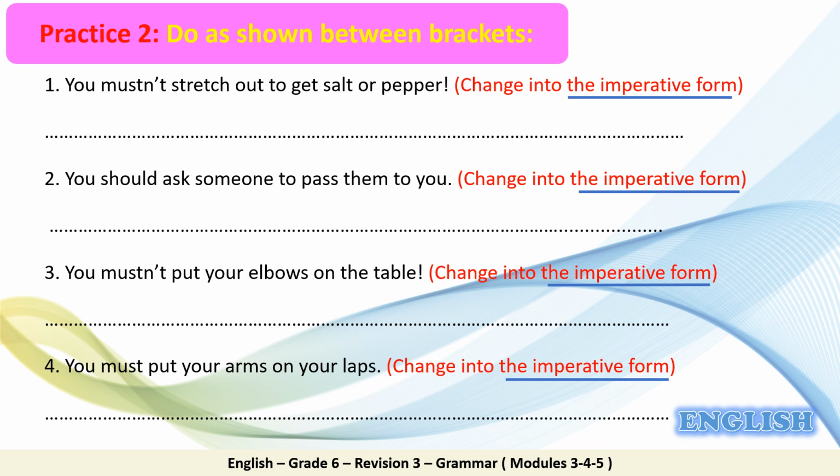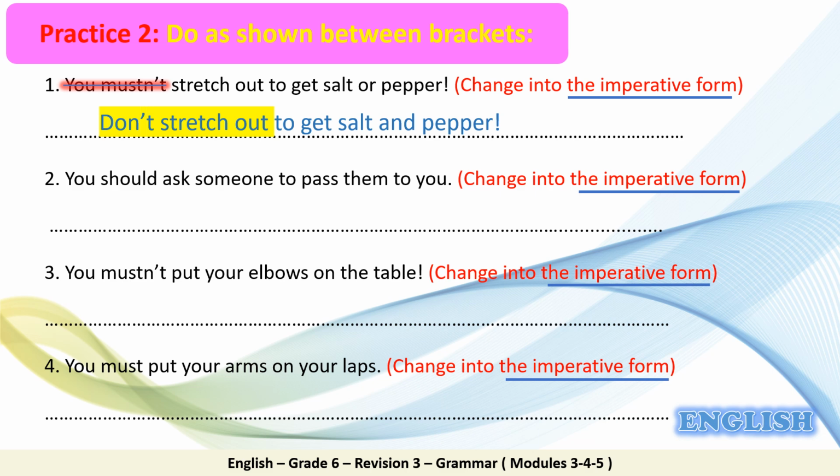So the sentence, you mustn't stretch out. Here, we have to start the sentence with the verb, or don't plus verb. Let's see. Don't stretch out to get salt or pepper. It's easy. We remove mustn't. We remove also the subject you, and we start the sentence with don't plus the verb stretch out. Who can do example number 2?